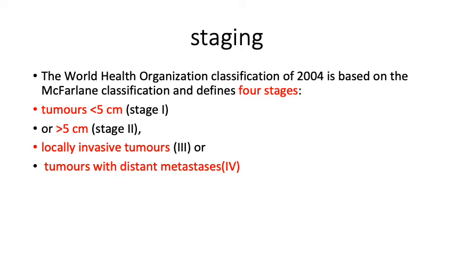Regarding the staging of adrenocortical carcinoma, we have the McFarlane classification, and we have 4 stages depending on the size of the tumor. A tumor less than 5 centimeters is stage 1. More than 5 centimeters is stage 2. Locally invasive tumors are stage 3. A tumor with distant metastasis is stage 4.